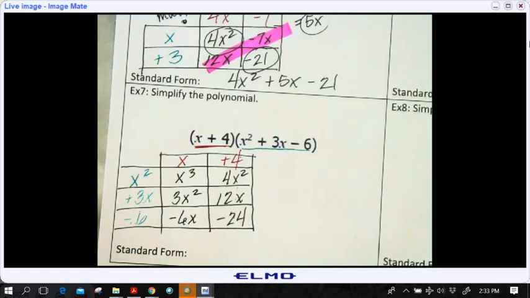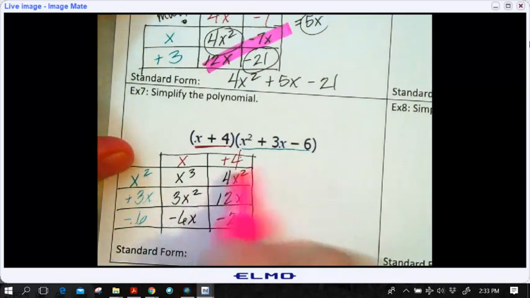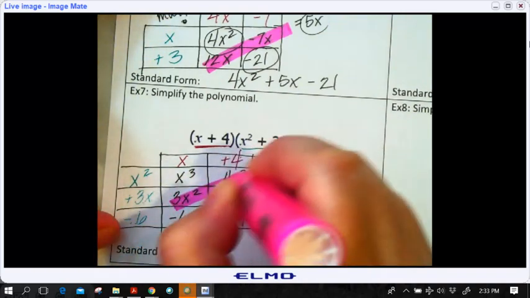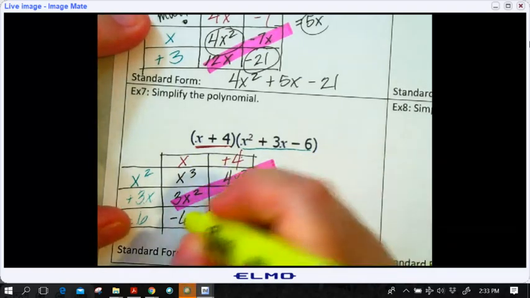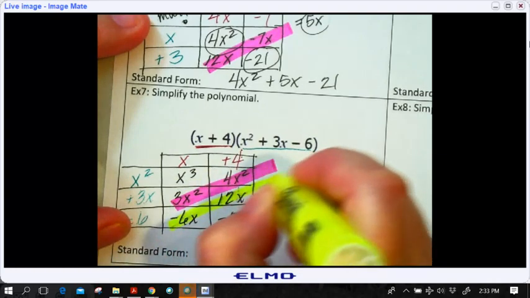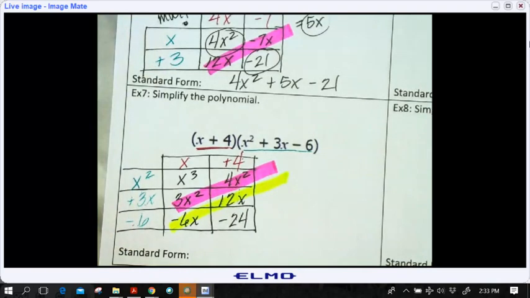Okay, so let's talk about our diagonals now. So I see 3x squares and 4x squares. So I do have a diagonal there. But wait a minute, I see another diagonal. I see negative 6x's plus 12x's. Okay, so when I do a 2 by 3, something kind of unique happens, and I end up with more than one diagonal set that can be combined.